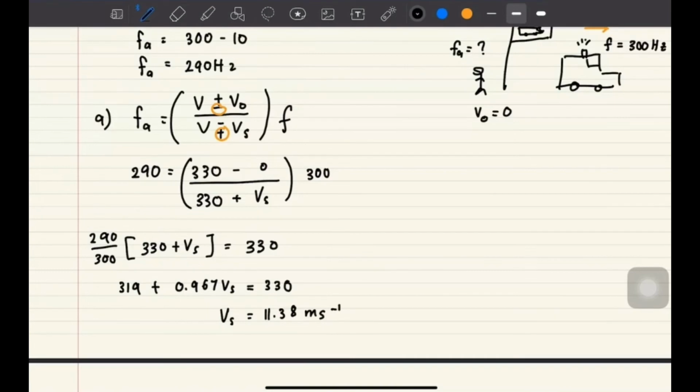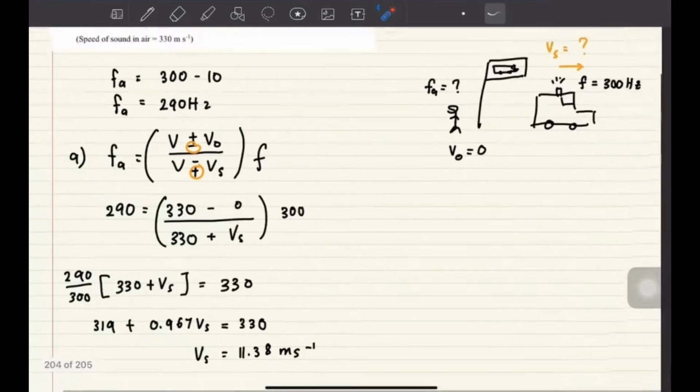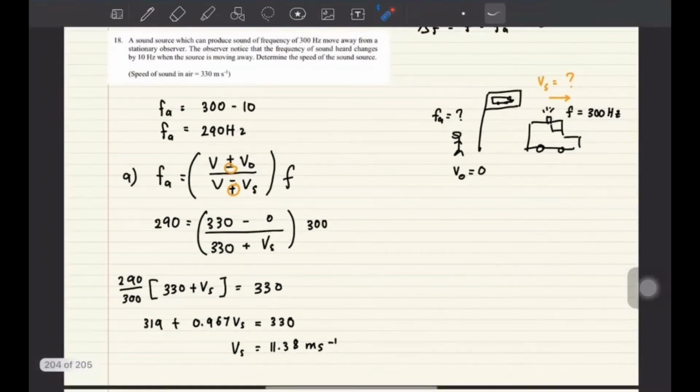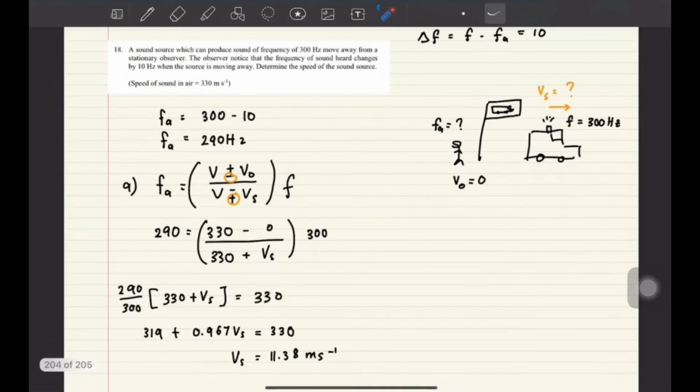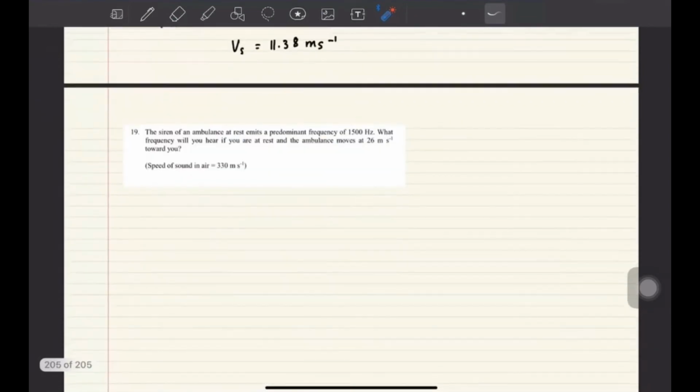Obviously, kalau kamu tekan calculator, the values might differ a little bit due to the rounding off over here. And kalau kamu rounding off dekat sini, pun nilai kamu akan berbeza sikit, tapi tak kisah. It doesn't matter. As long as you press your calculator correctly, then all answer is acceptable. Okay, any question on question number 18? No, sir. Okay, if there's no question on 18, maybe we can try to discuss one more.